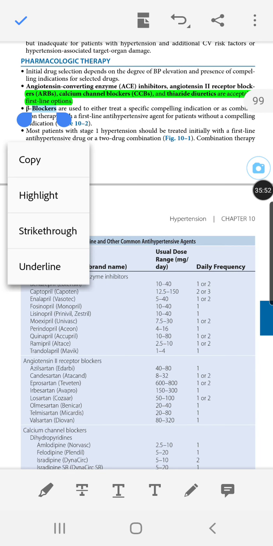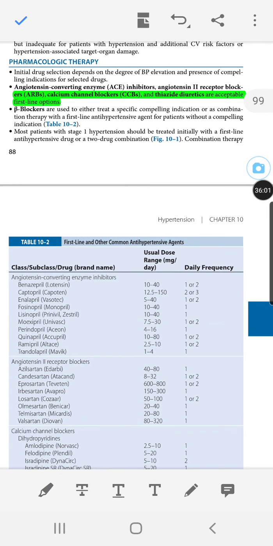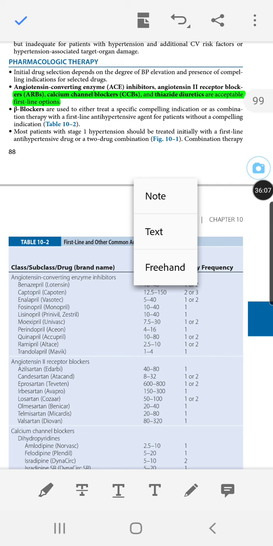Second line is beta blockers, which are used either to treat specific compelling indications or as combination therapy with a first line antihypertensive agent for patients without a compelling indication. So if the patient is suffering with any kind of cardiovascular event, arrhythmia, or for the prevention of myocardial infarction, we can use beta blockers. In other cases we can use combination therapy if the patient is stage 2, so there is a need for combination therapy. So a first line agent plus beta blockers can be used.